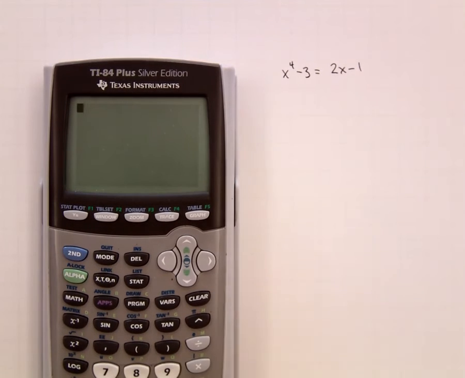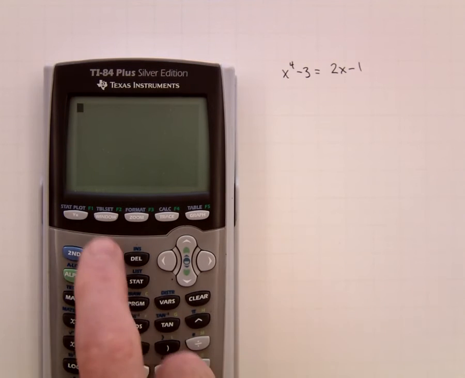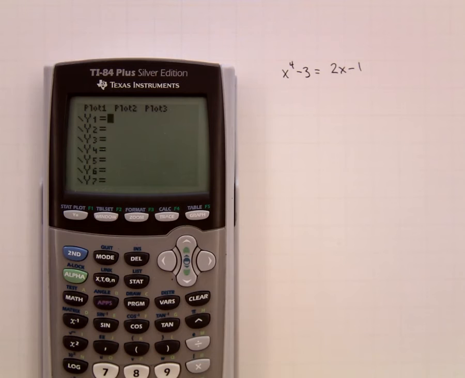You could imagine trying to rearrange things and do some factoring, but with the fourth power there, that's probably going to be beyond most of us unless we happen to get rather lucky. So we're going to take a look at how to use the calculator to get a handle on these solutions. What we're going to do is graph the two sides of the equation as separate functions. So I'll hit the y equals button, and I will enter x to the fourth minus 3 as y1. I'll enter 2x minus 1 as y2.